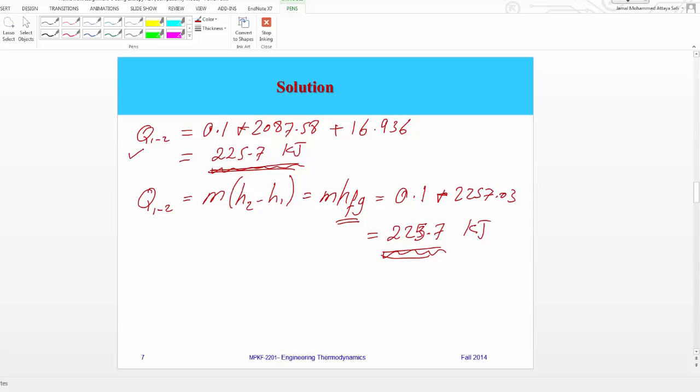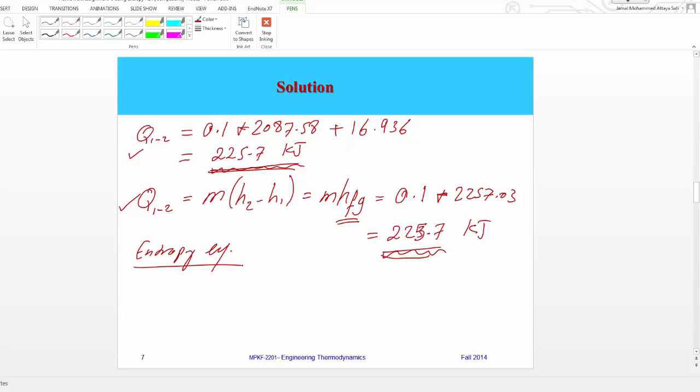Either we calculate the work first and then add the work to the mass multiplied by the difference in internal energy. This is the second method that you can calculate Q, and that is Q equal to the mass multiplied by the difference in enthalpy. And you can see that it gives you the same number. And the third is using the entropy equation, as we can see. And I can write it here. I can see the entropy equation.